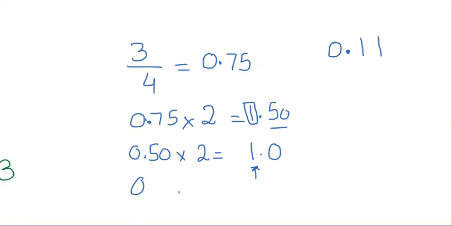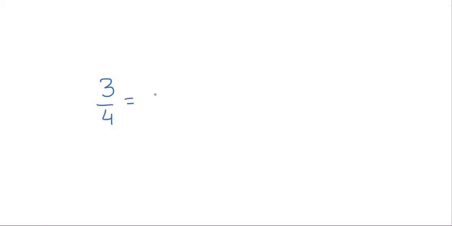So what we get is, we have 3/4, which represented as a decimal number is 0.75, and that is basically 0.11 base 2. Okay, so that's our first conversion. Now is it the correct number? Does it give you the 0.75?